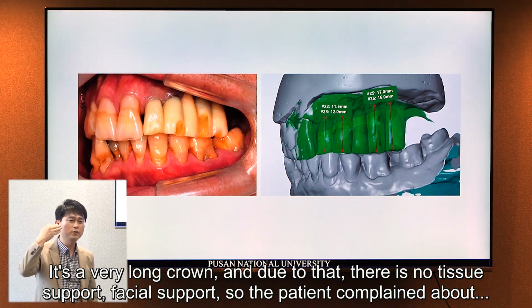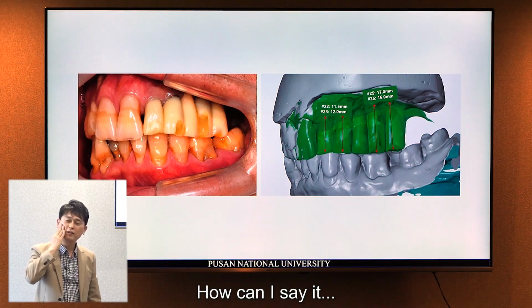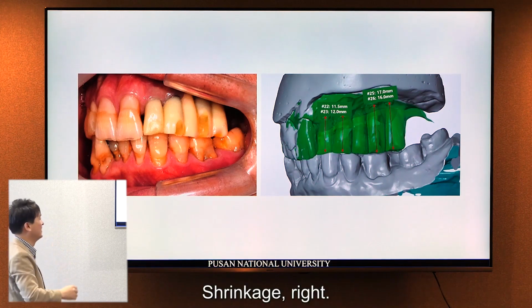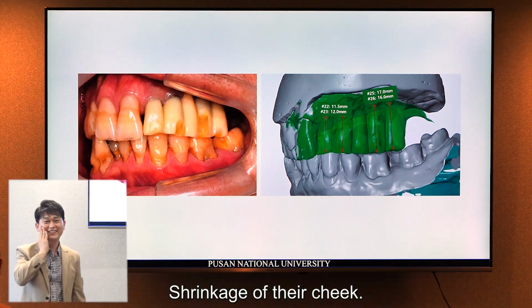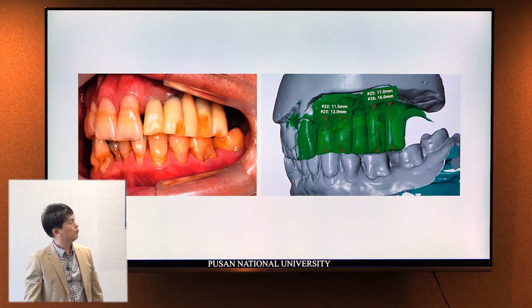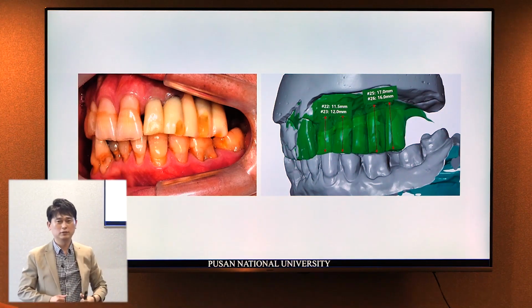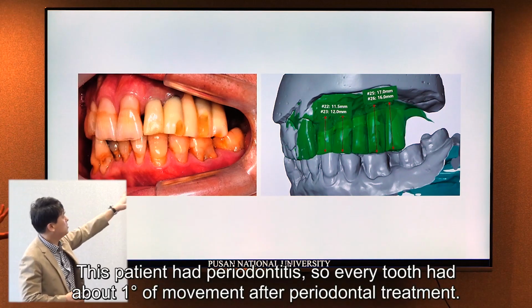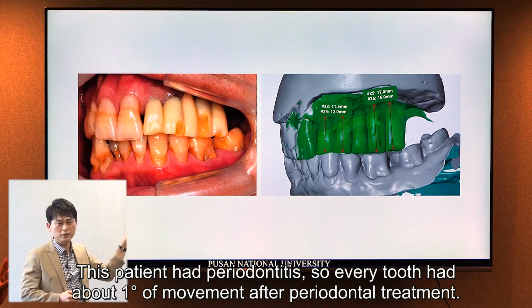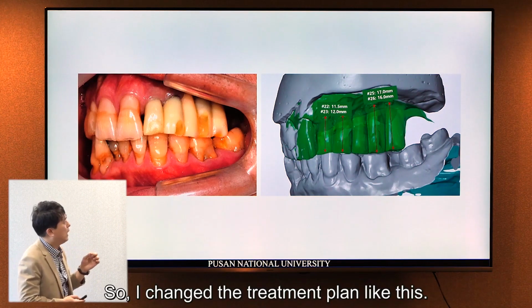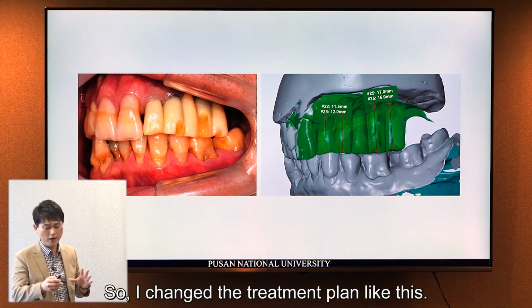So the patient complained about how can I say, shrinkage, right? Shrinkage of their cheek. You know? And then there was so much food accumulation in this cervical area. Especially, this patient has periodontitis. So every tooth has 1 degree of movement after periodontal treatment. So I changed the treatment plan like this.